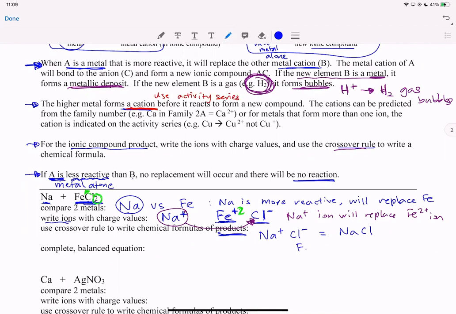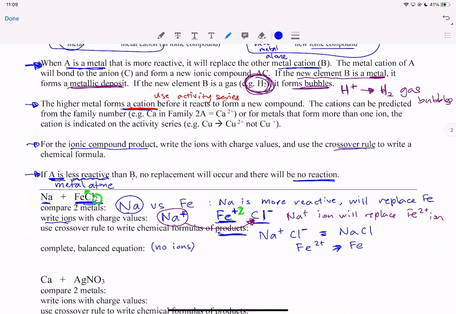You also have Fe2+. Well, what happens to Fe2+ because it's still there? What happens to it is it's no longer an ion. It becomes Fe without the positive 2 charge. Okay, so in a complete balanced equation, you should have no ions.